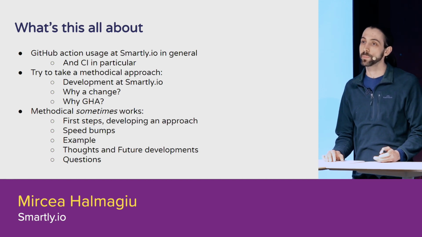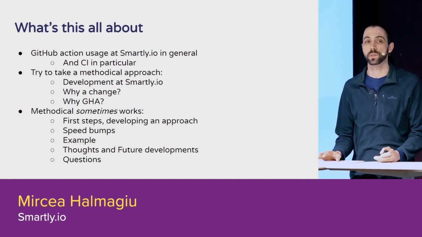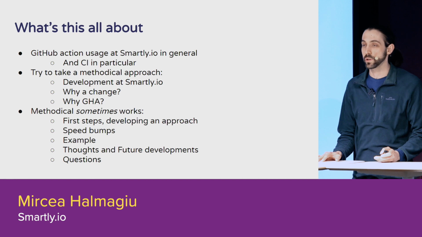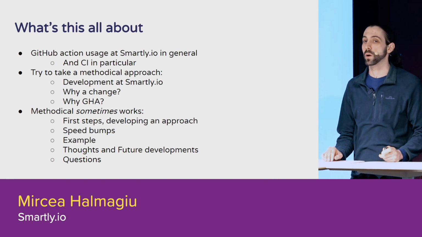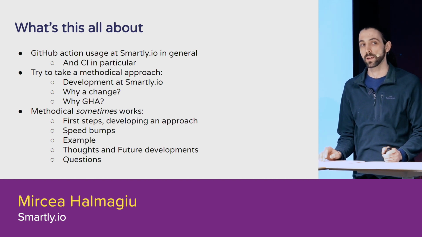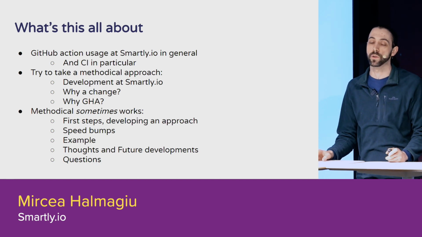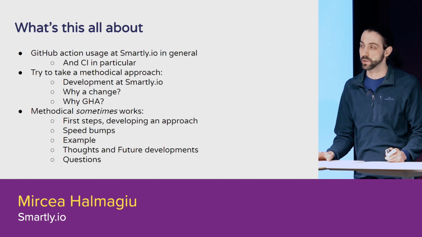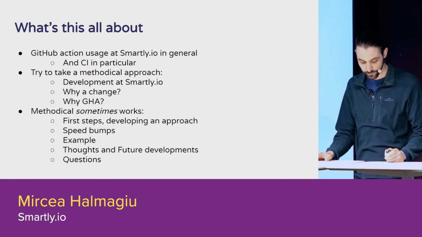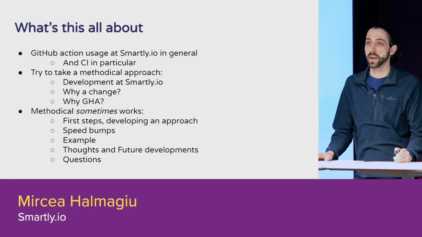There's a couple of speed bumps involved in implementing GitHub Actions, and we're going to talk about those in some detail. Then I'm going to show you an example of the type of workflow we've come up with, and I'll give you some of the thoughts we've had in terms of how to carry on further. And I'm going to try and leave as much time as I can at the end for questions. So let's begin.